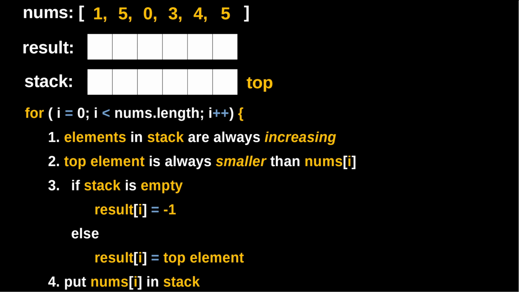Okay, let's go through the example together. First element, number 1, there's no elements in the stack. The stack's empty. So we assign results[i] as -1. And then we'll put 1 in the stack.